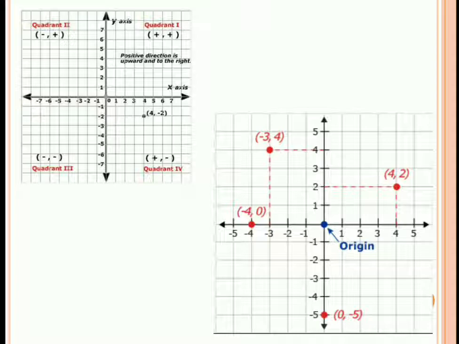Next is 0, minus 5. For 0, minus 5, x value is 0 and y is minus 5. So if the value of x is 0, it will be on the y-axis, and if the value of y is 0, then the point will be on the x-axis. So if the value of x is 0, it means the point is on the y-axis, and the value of y is minus 5. So the point will be below the origin at minus 5. So we have understood how to locate the points in the Cartesian coordinate plane.